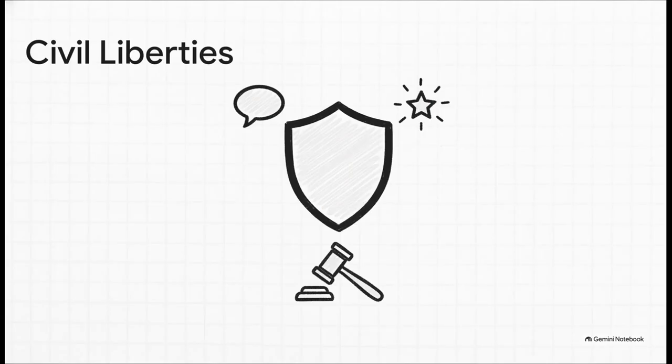To make this super concrete, let's look at the Bill of Rights. The government cannot tell you what religion to practice, it can't stop you from speaking your mind, and it absolutely cannot subject you to cruel and unusual punishment. These are your civil liberties, hard, non-negotiable limits placed on government authority just to protect your individual freedoms.